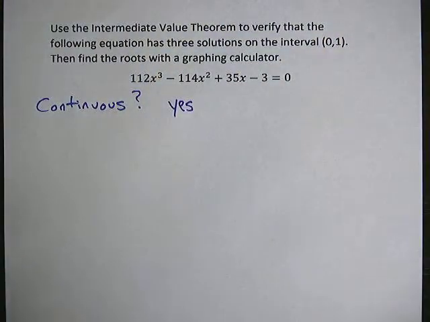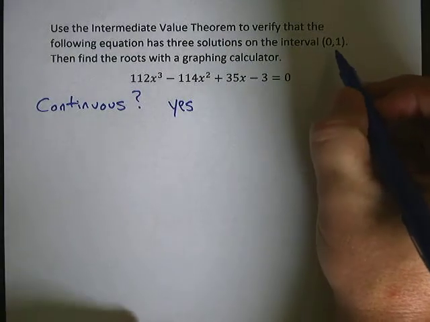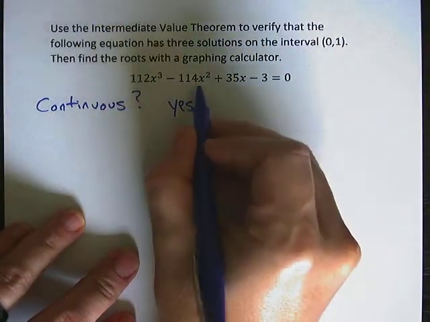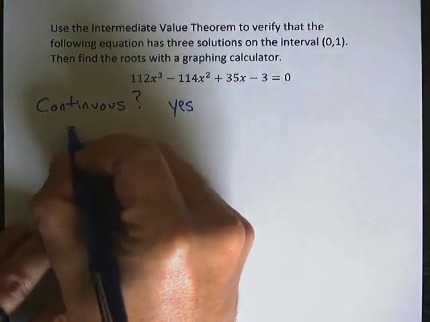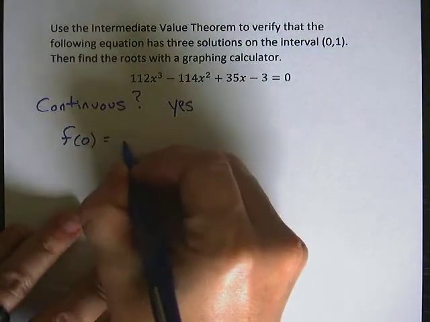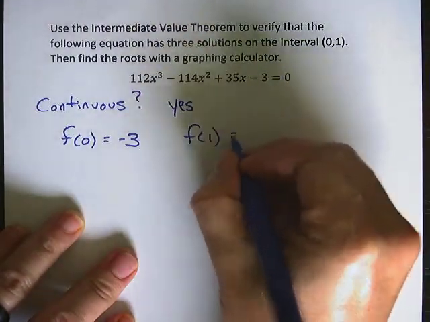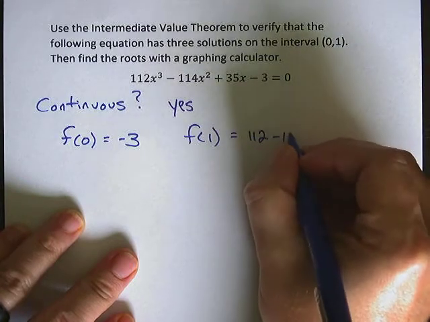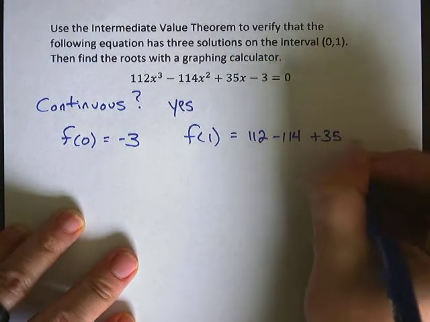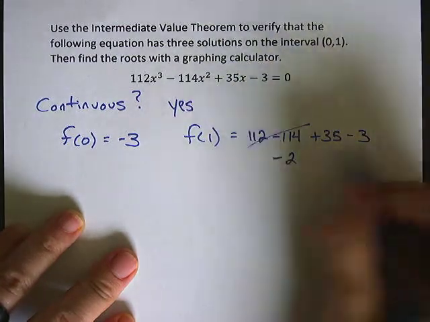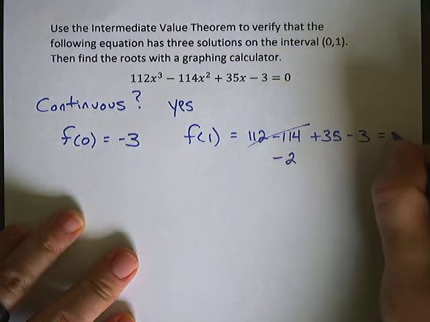Okay. Then you would need to test the points 0 and then 1 in your calculator and see what you get. Well, you don't really need a calculator for this. Let's just do it by hand. So if we plug in 0 here, you can see that this and this and this all go to 0. So we'll call this f. So f of 0 is going to give us -3. f of 1 is going to give us 112 minus 114 plus 35 minus 3. Okay, so those together give us -2. Those together give us -5. So this is equal to 30.